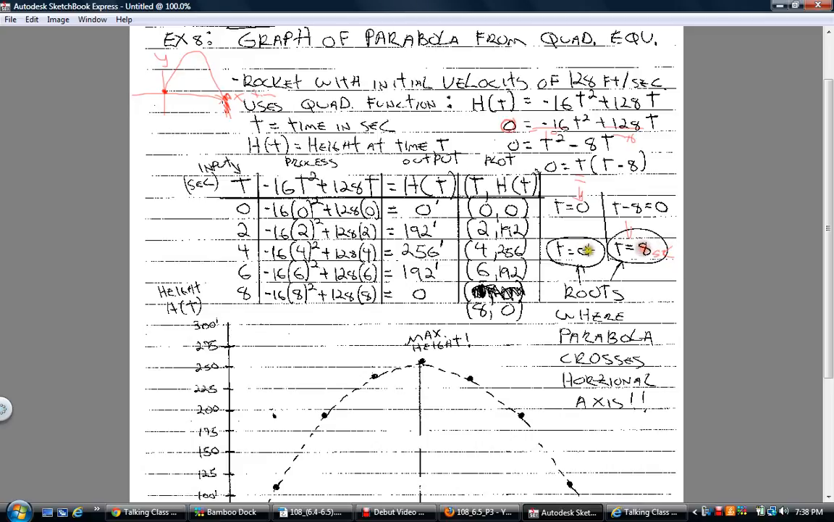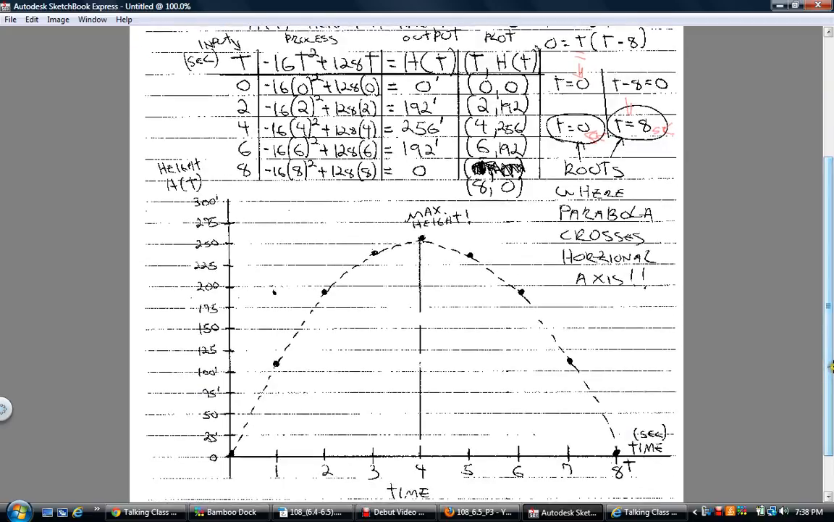So does this make sense to you? The rocket starts off at time 0, and at time 8 seconds in, it hit the ground. So what we're trying to say on this graph, from that solution of the roots, is that the rocket starts here at 0 on the ground, and 8 seconds later on the x-axis, 1, 2, 3, 4, 5, 6, 7, 8 seconds, it landed.